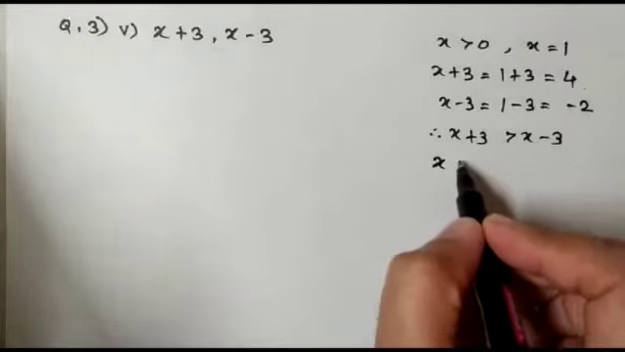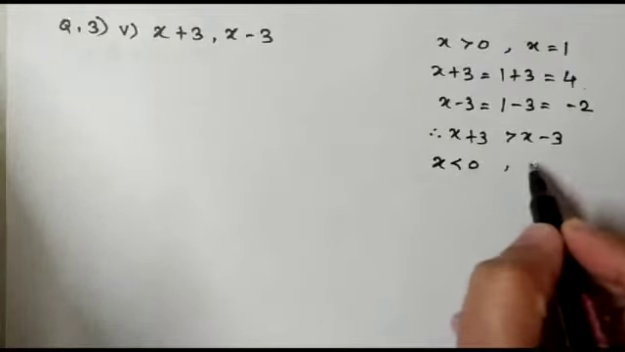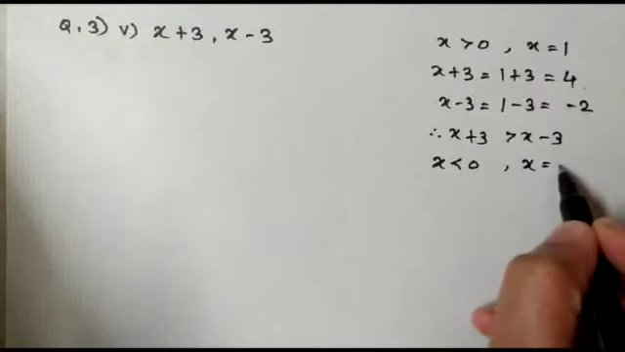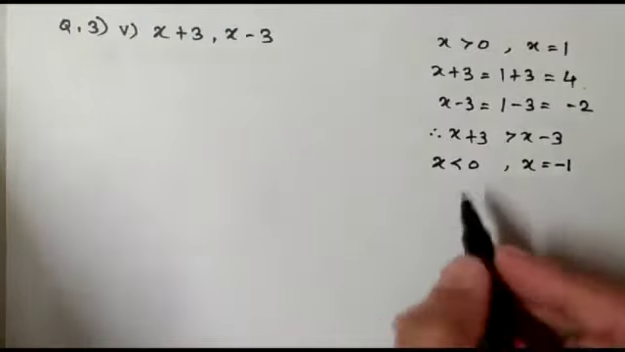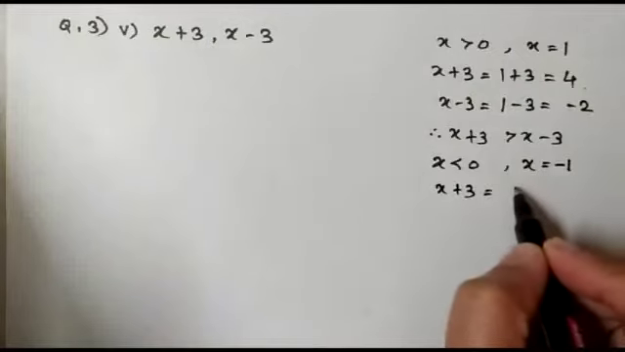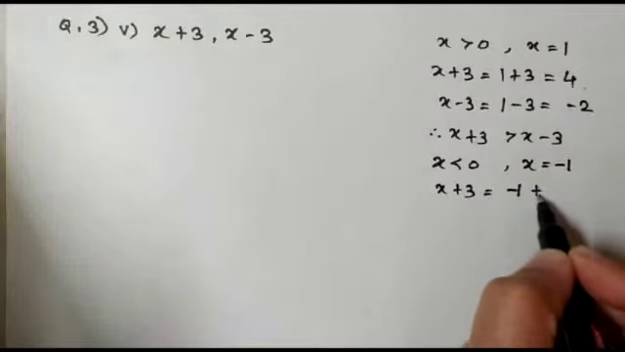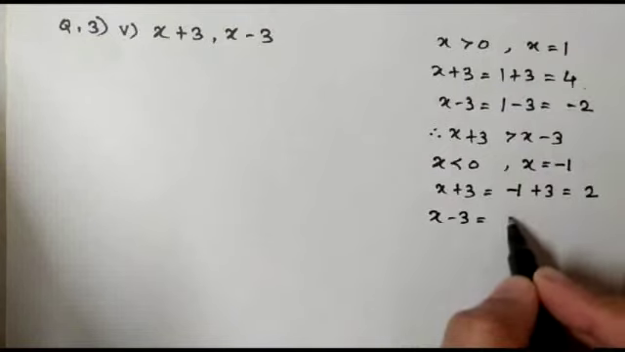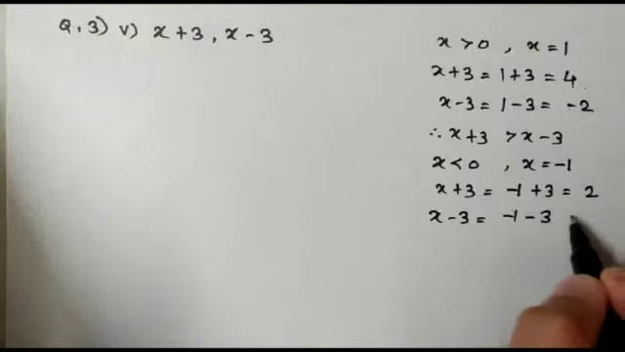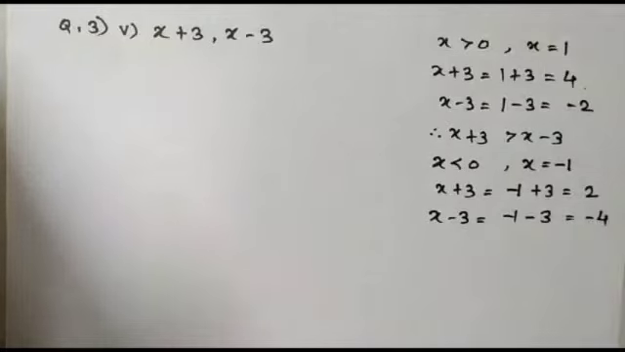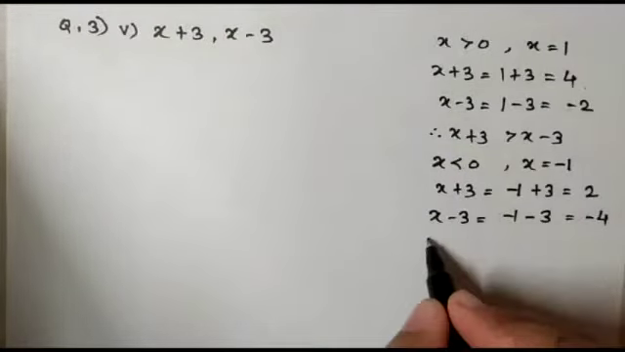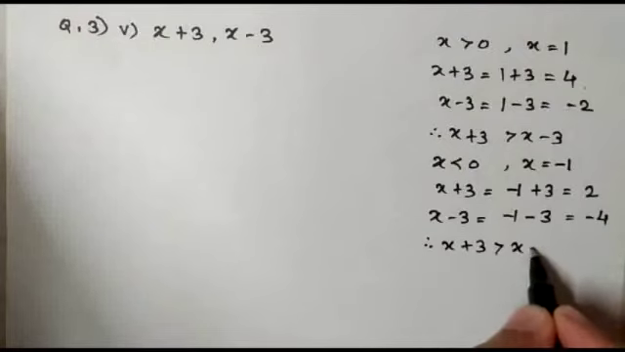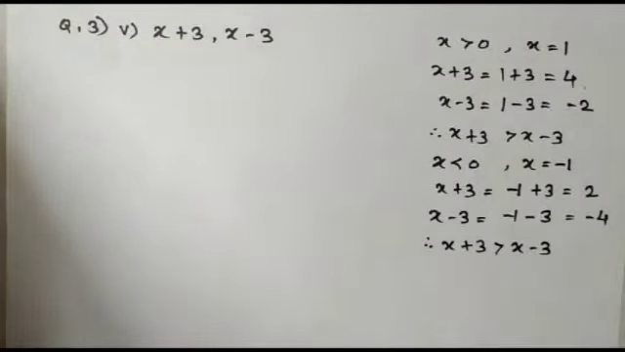Let us consider x is smaller than 0, that is x is a negative number. Let us assume x as minus 1. Therefore x plus 3 will become negative 1 plus 3, that is 2, and x minus 3 will become negative 1 minus 3 is equal to negative 4. Again a number positive and a number negative. So 2 is greater than minus 4. So again x plus 3 is greater than x minus 3. Now it is sure that x plus 3 is greater than x minus 3.